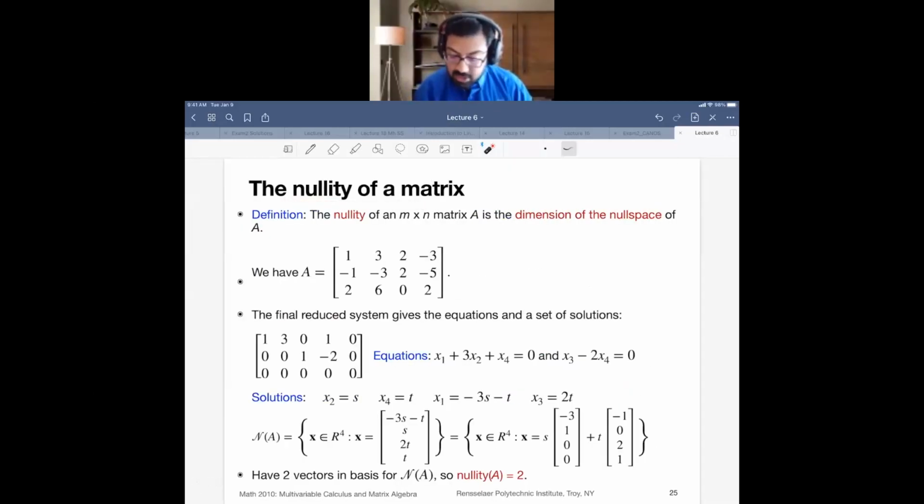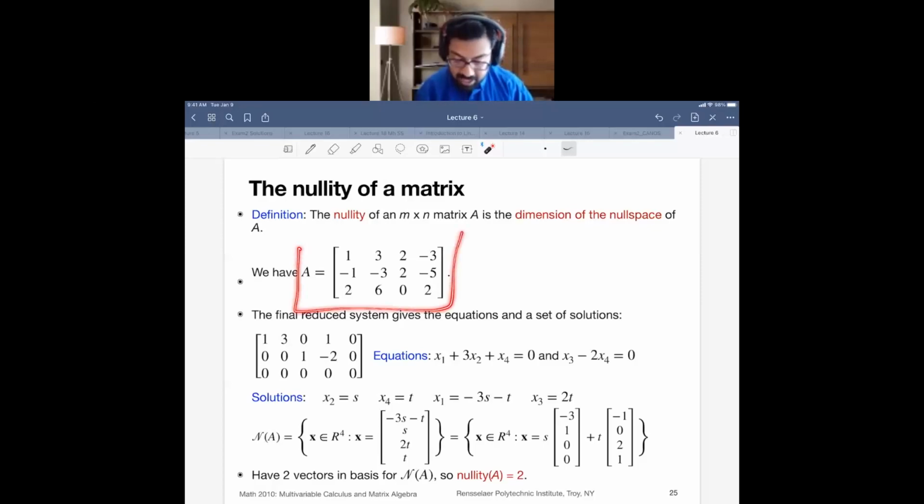Nullity is the dimension of the null space. So nullity for a given M by N matrix A is the dimension of the null space. You find the null space, you find the basis of the null space, and the number of vectors in that basis gives you the nullity.